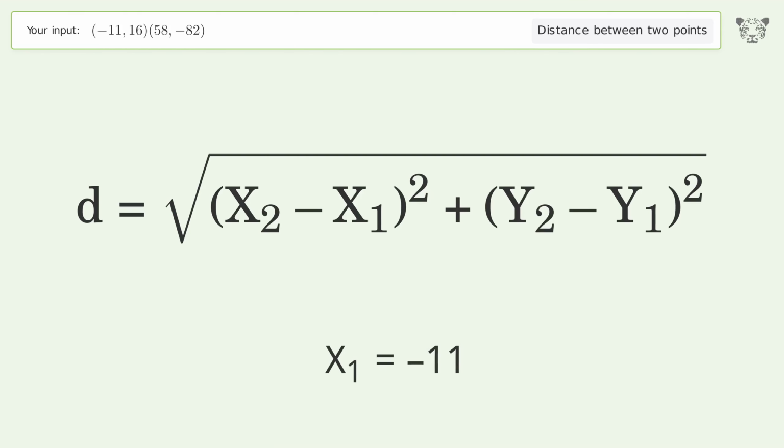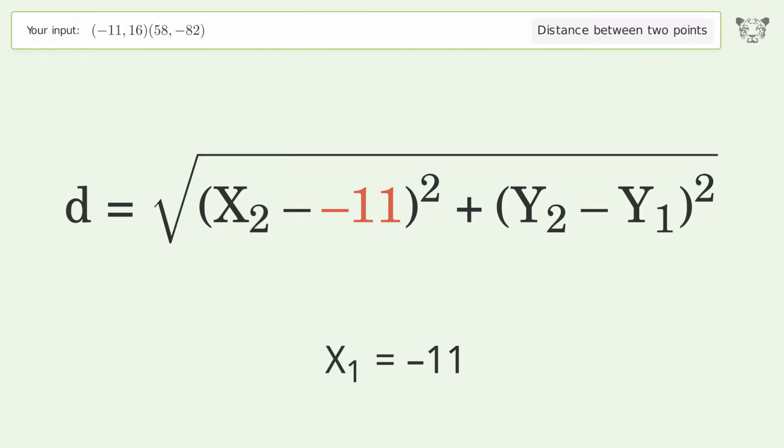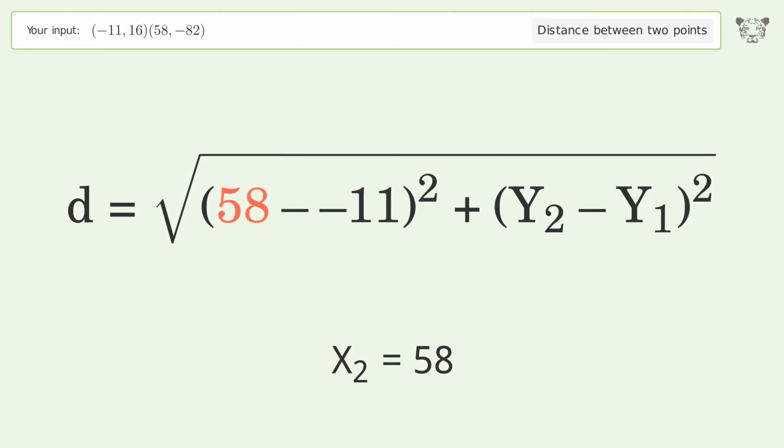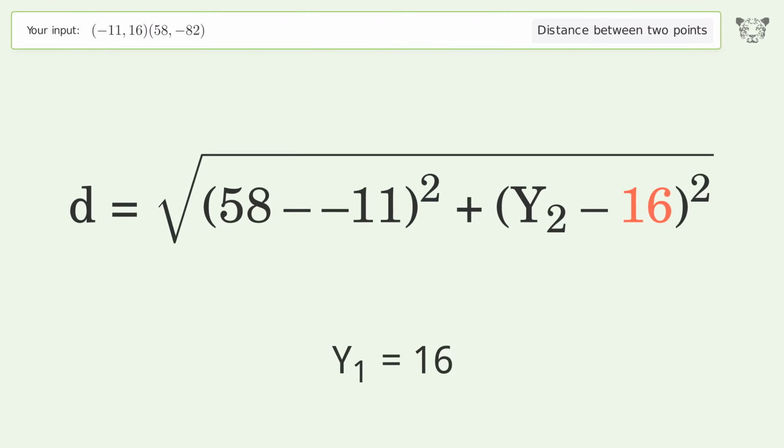x1 equals -11. x2 equals 58. y1 equals 16. y2 equals -82.